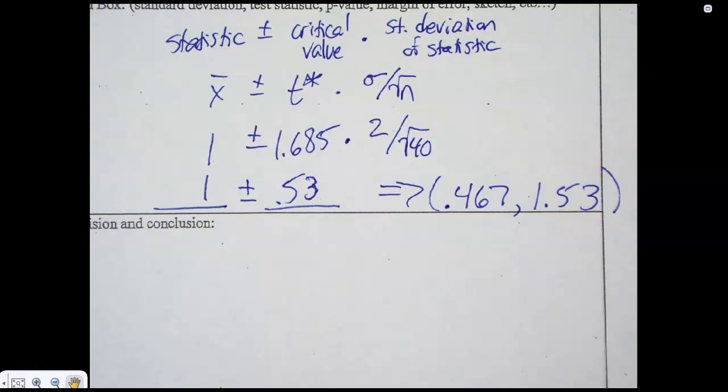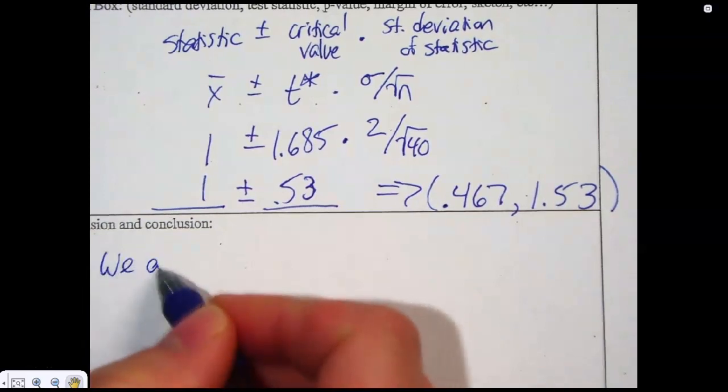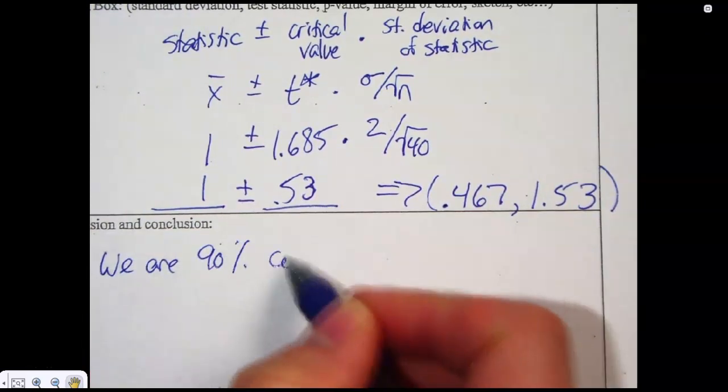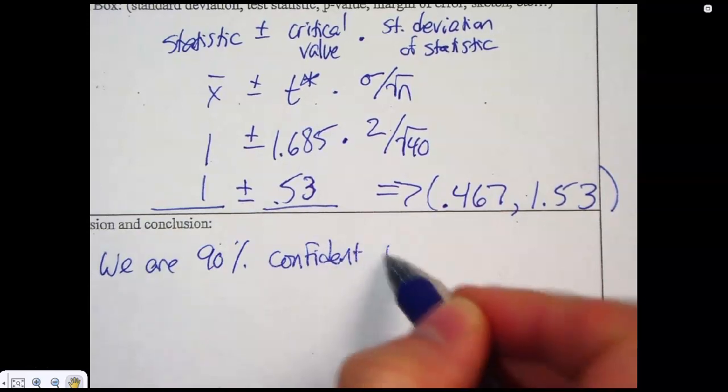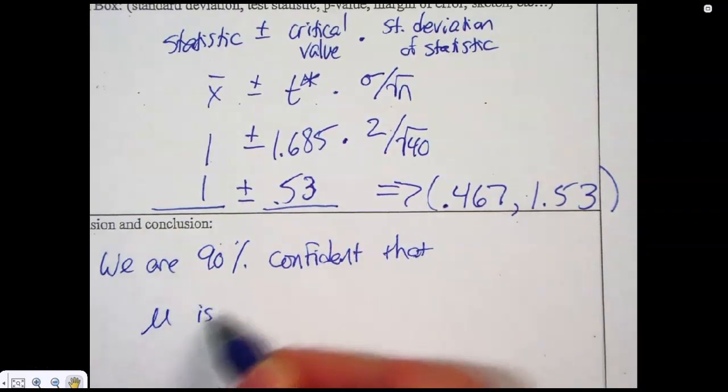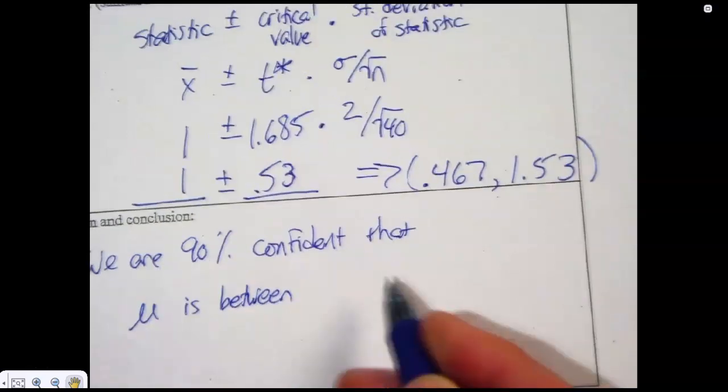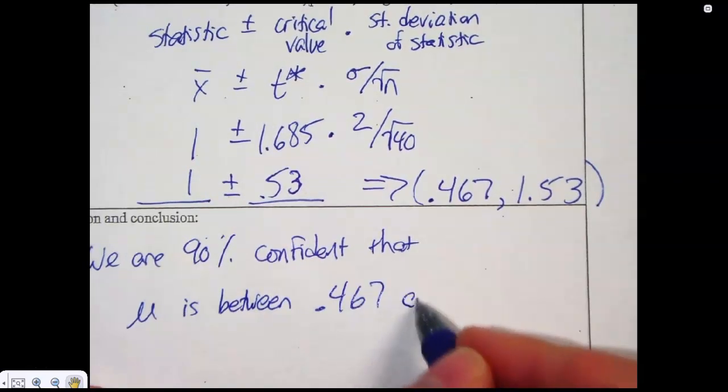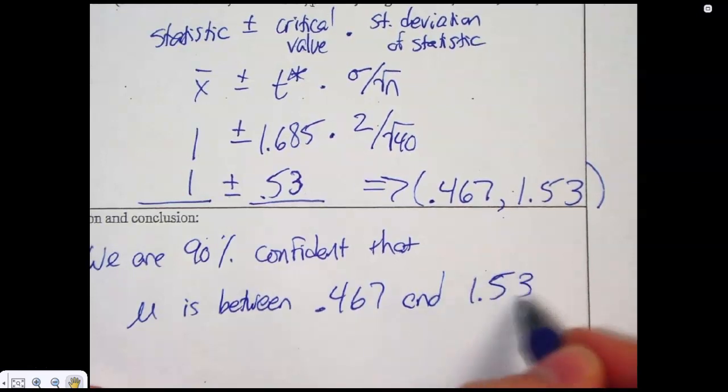So let me ask you this. Is it reasonable to assume that the gas mileage increased? Yes. Why? Everything's above 0. If it was like negative 0.5 to 0.5, would it be reasonable to assume the gas mileage increased? No, because 0 is in there. Okay. And then we just summarize it. So we are 90% confident that mu is between 0.467 and 1.53.